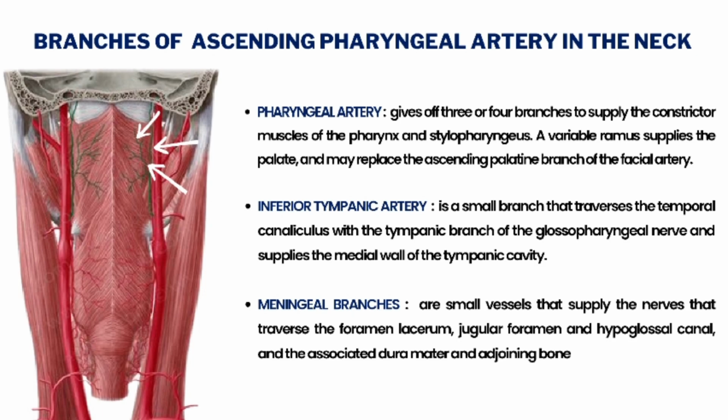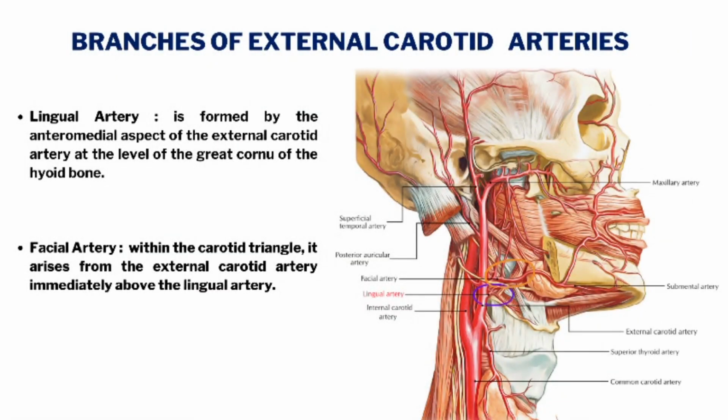Lastly, the meningeal branches are small vessels that supply the nerves that traverse the foramen lacerum, jugular foramen and hypoglossal canal, and the associated dura mater and adjoining bone. The next branches of the external carotid artery are the lingual artery and the facial artery.